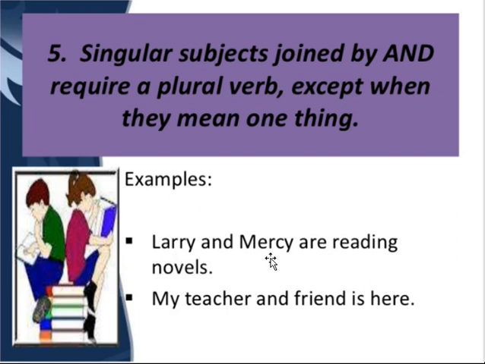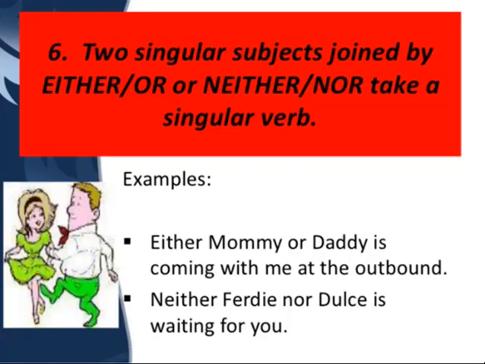Larry and Mercy are two different people who are reading novels. My teacher and friend is here. So here, students, try to understand: Larry and Mercy are two different people. That is why "are" is used. And here teacher and friend are the same person. The same person is teacher, the same person is friend. That is why "is" is used here. So students, these are the very minute things which you have to keep in mind while understanding all of this.